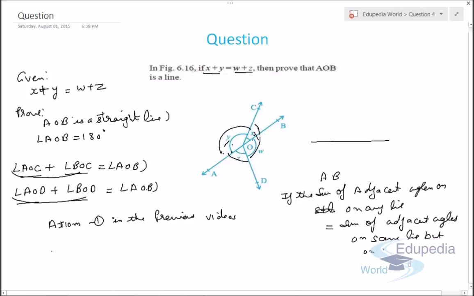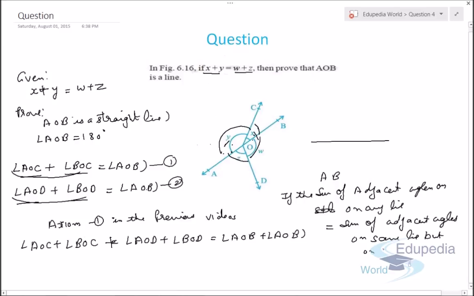Or we can say like this, this means if we add these two equations, what will come? Angle AOC plus angle BOC equals angle AOD plus angle BOD, it will come out to be angle AOB plus angle AOB. Now if we see clearly, this angle plus this angle plus this angle plus this angle, means x plus y plus z plus w, will come out to be 2 times angle AOB.